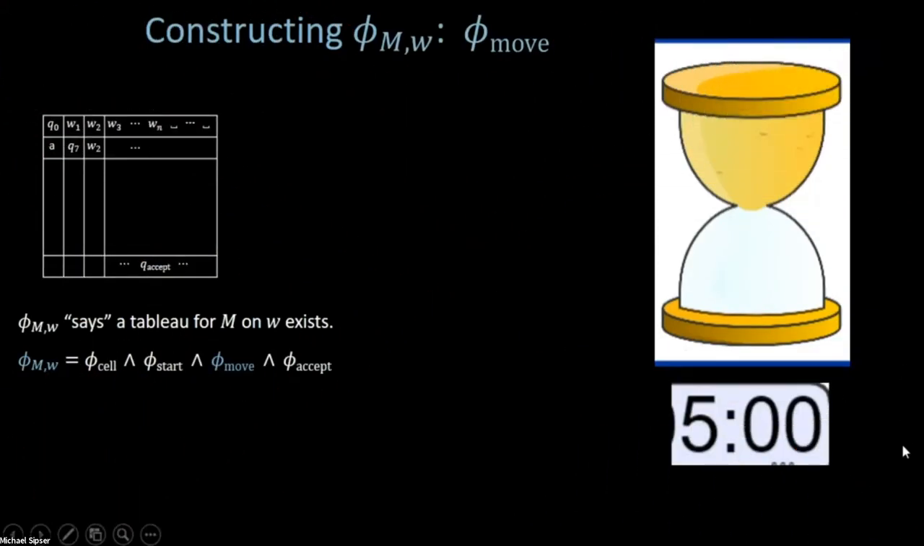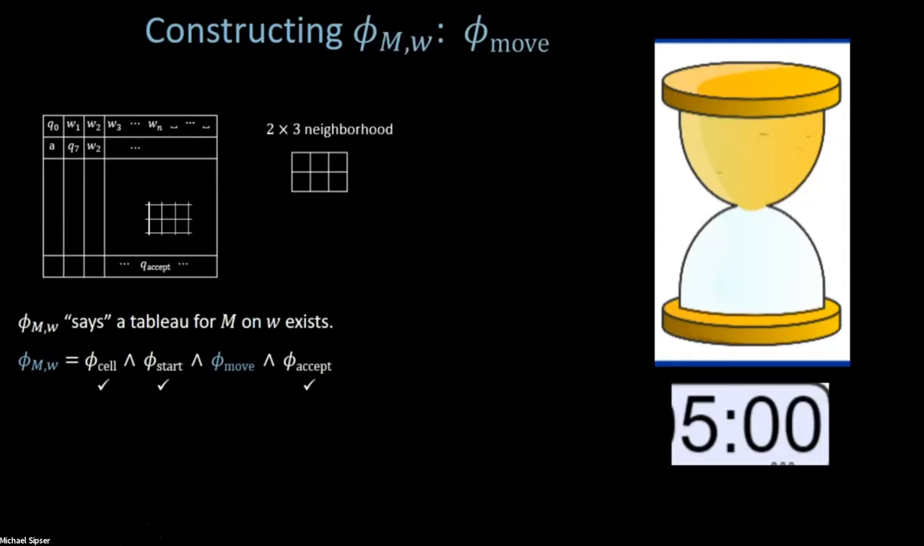Phi sub move. This is the part which is going to tell us that we started right and we ended right. Phi cell says every cell contains one symbol, and now we have to say that the whole interior is correct. How are we going to do that? These are the parts we've already done. The way I'm going to describe that is in terms of little windows I'm calling neighborhoods. Imagine here we have a 2x3 rectangle, which I'm going to call a 2x3 neighborhood.